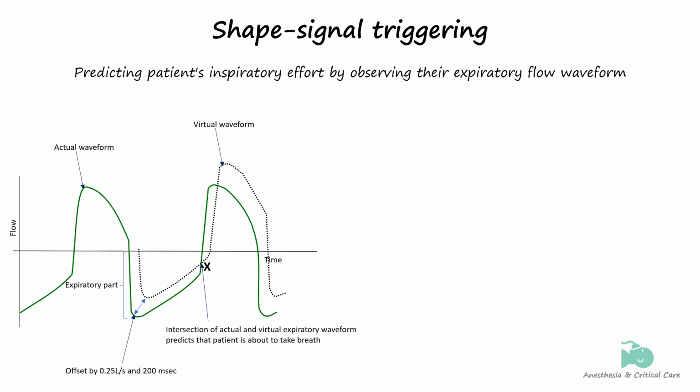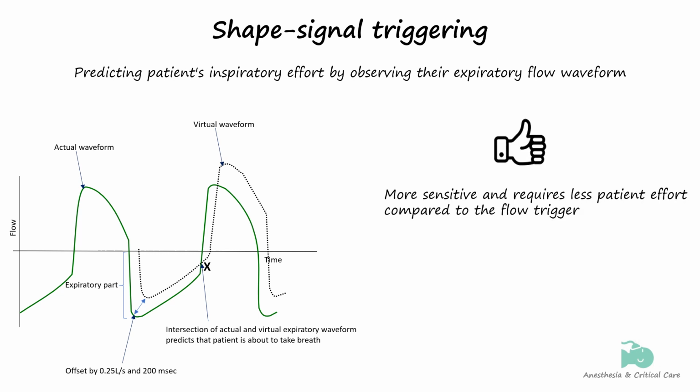Shape signal triggering is more sensitive and requires less patient effort compared to the flow trigger. However, because the shape signal method has highly sensitive triggering, auto-triggering occurs more frequently than with flow triggering.